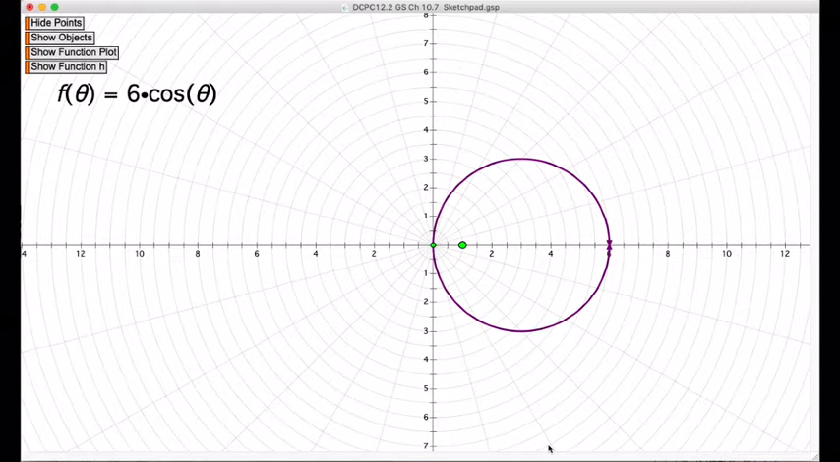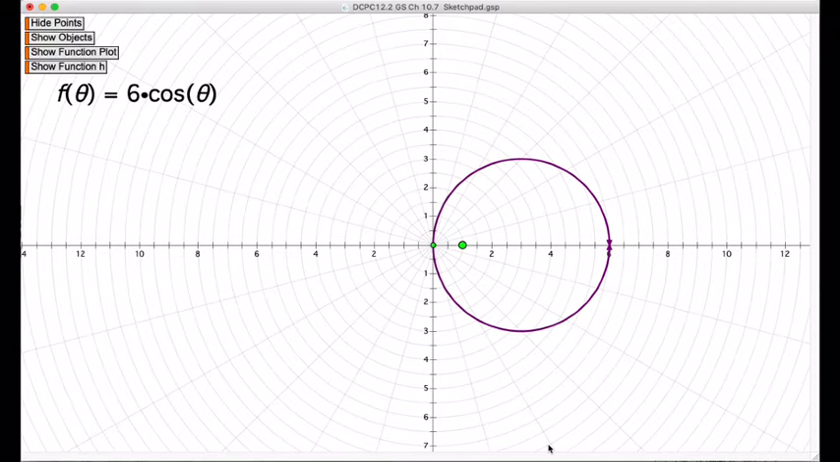What we have right here in front of us is this function f of theta equals 6 cosine theta. This is a polar equation where f of theta is equal to my radius r, so we could write this as r equals 6 cosine theta if we wanted. We talked about it really briefly in class, this is actually what we would call a one-petal rose, but it's also a circle.